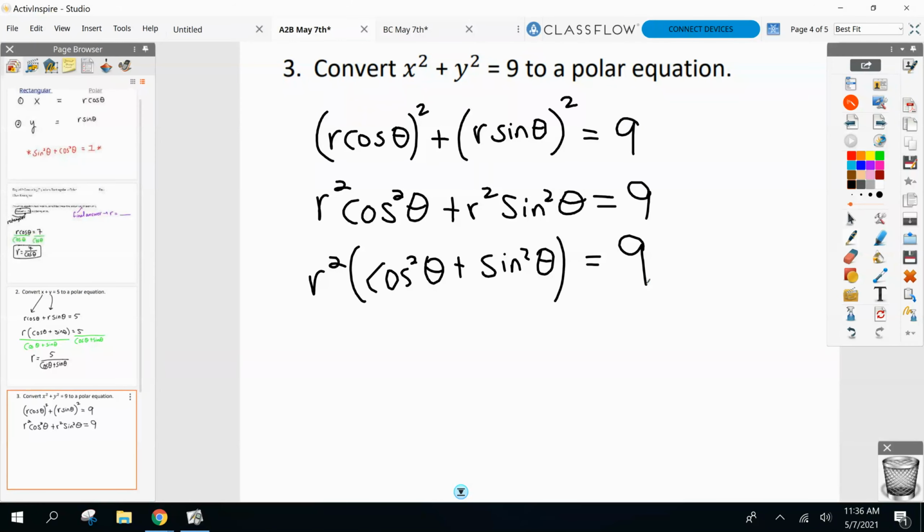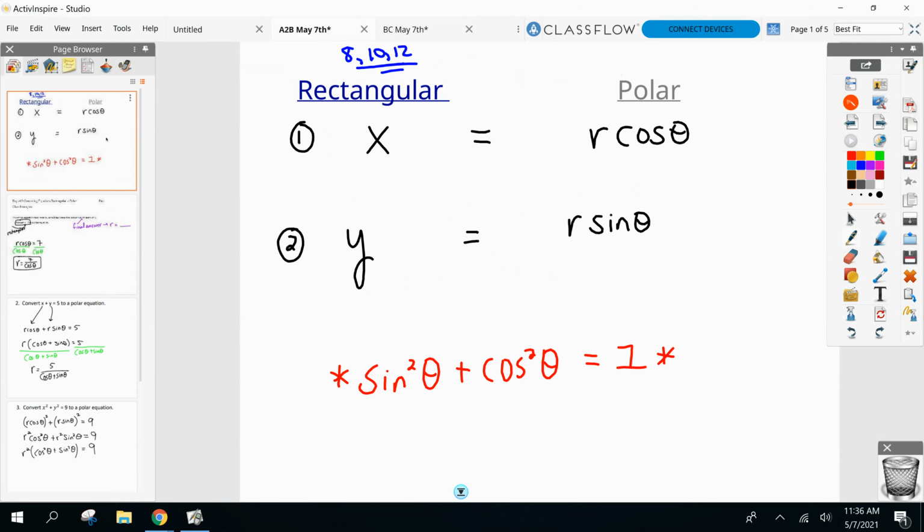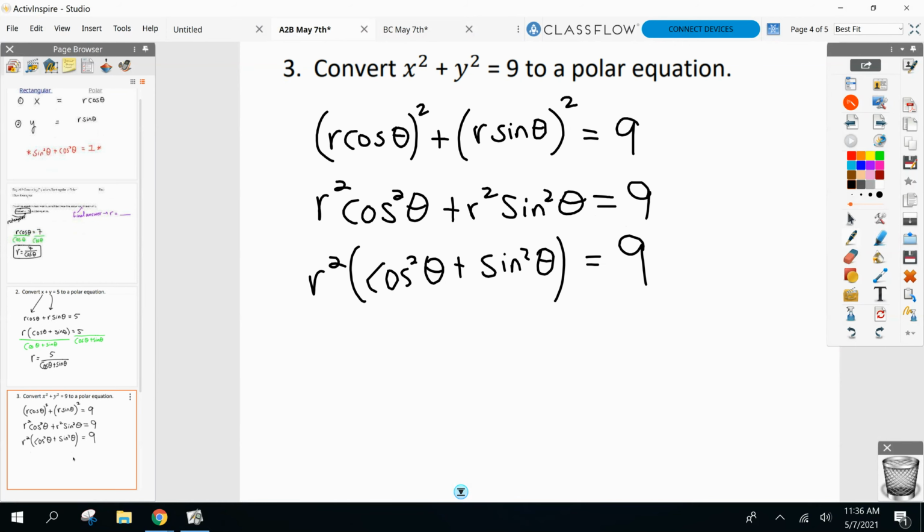Okay, the first time this has occurred, it's going to happen more. Look at what you wrote at the top of your page today, in front of your notes. Cosine squared and sine squared when I add it. Cosine squared and sine squared, that's the same as what? 1. Okay, when I see cosine squared and sine squared on the same side, that's the same thing as me writing it's equal to 1. There it is.